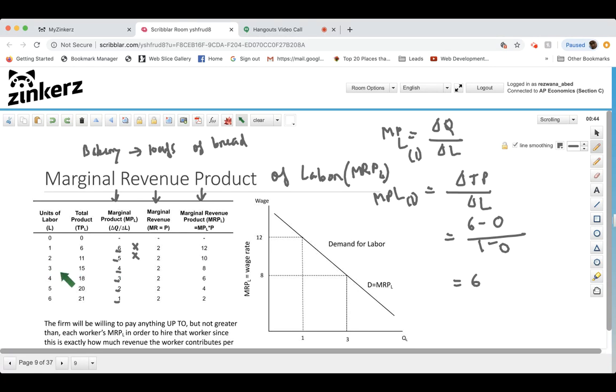For the third unit of labor, it's 4 times 2 or 8, right? So this is how we got these numbers. And what do these numbers basically tell us?